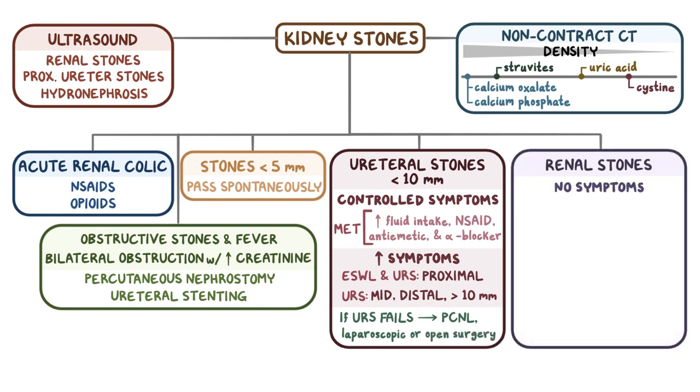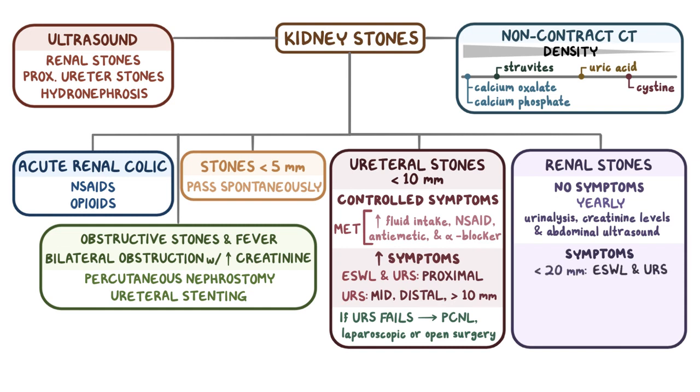Asymptomatic renal stones need active surveillance once a year using urinalysis, creatinine levels, and abdominal ultrasound. Symptomatic renal stones under 20 millimeters are treated with ESWL or URS. When they are above 20 millimeters, PCNL is done.